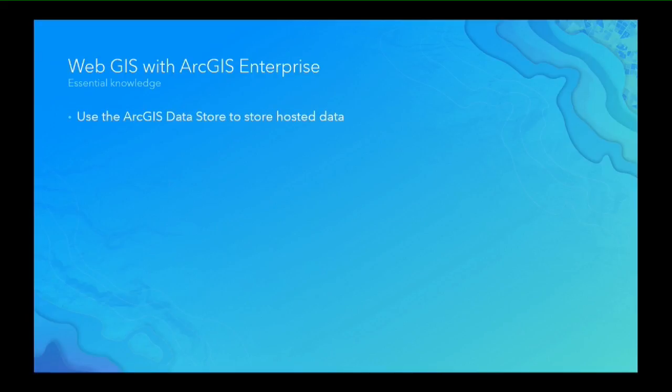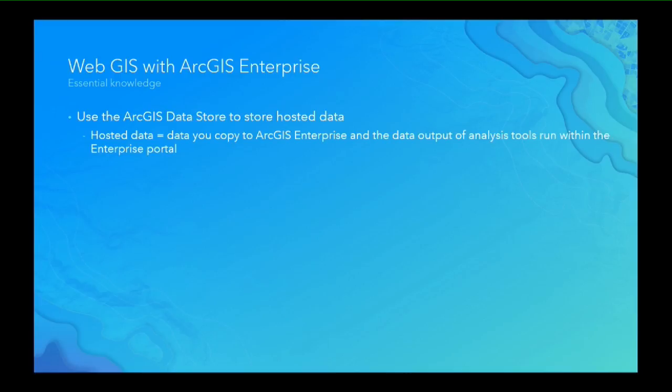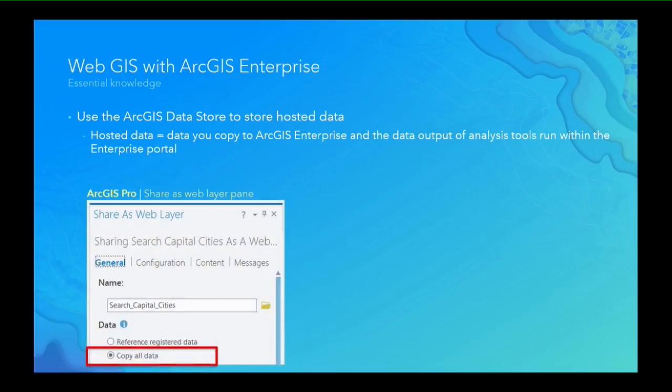Within ArcGIS Enterprise, it's very important to understand the ArcGIS Data Store, and it's there to store hosted data. So what is hosted data? Well, it's simply that data that you copy to ArcGIS Enterprise. And it's also the output of an analysis tool that you run from within the Enterprise portal. So how do you create this hosted data? Well, one place could be ArcGIS Pro. When you click that copy all data button, it's going to create hosted data for you, hosted layers.